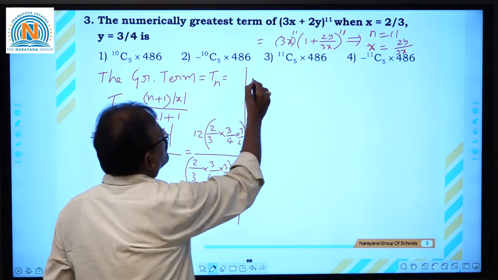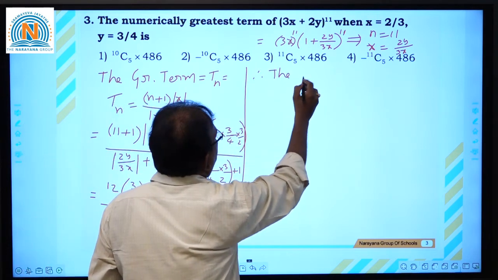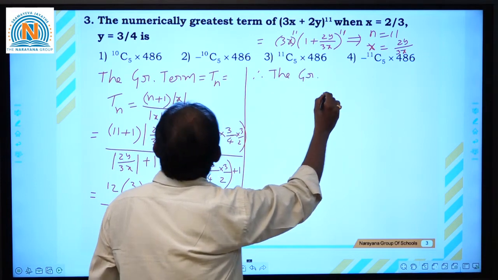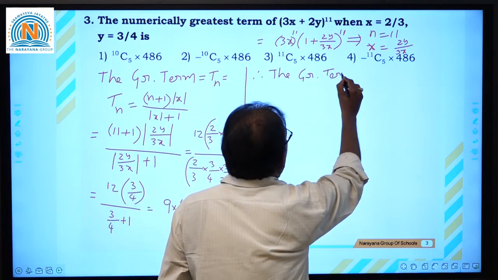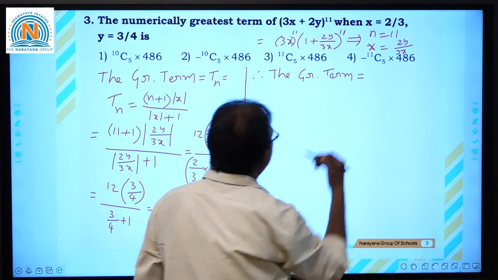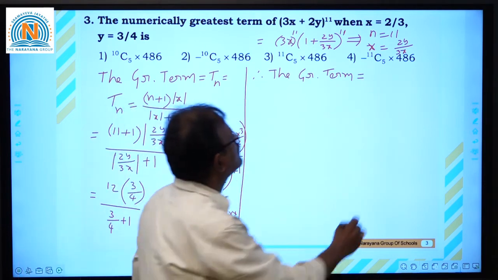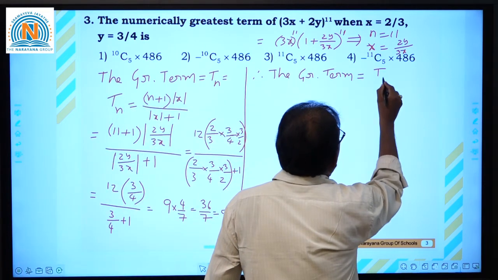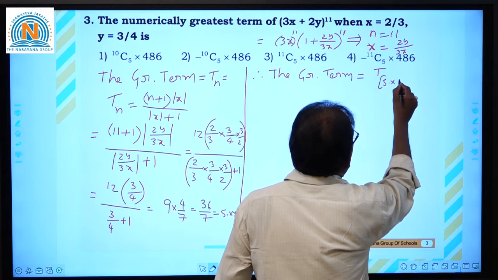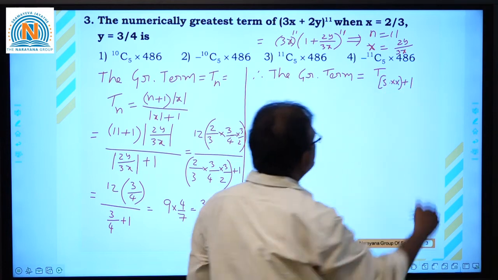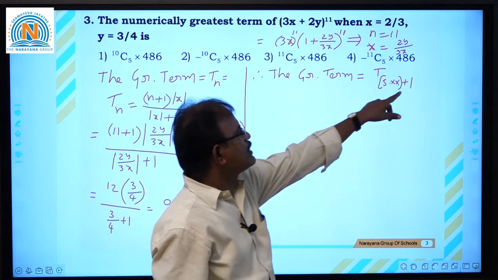Therefore, the greatest term is equal to the integer part of 5 plus 1 is the greatest term. So that is T5 plus 1, the T6 term.